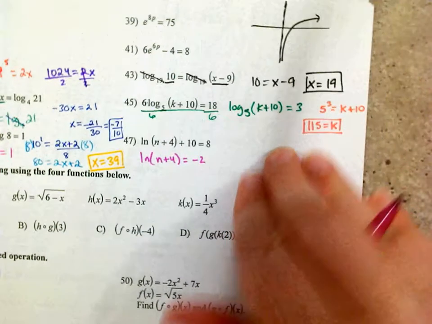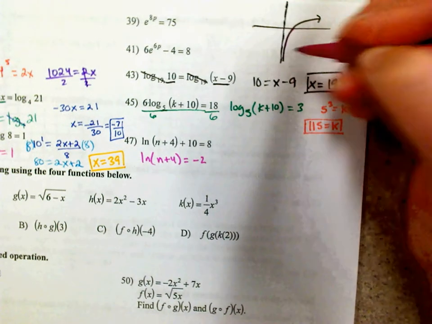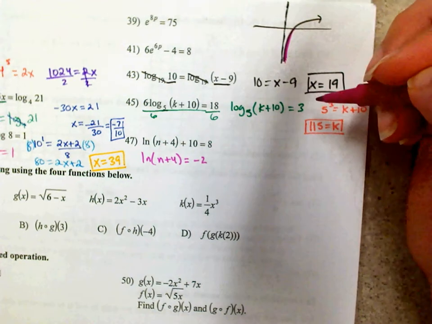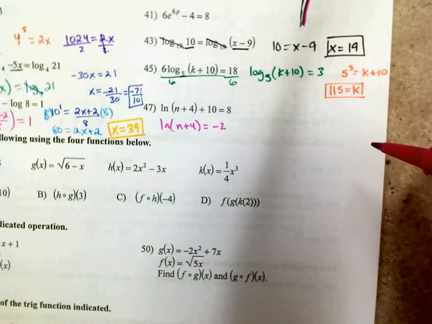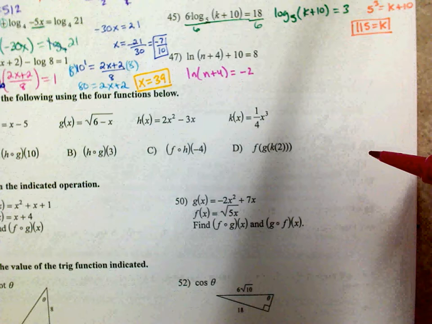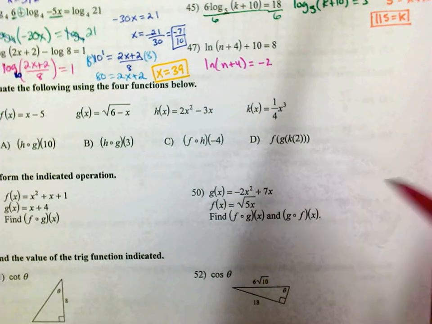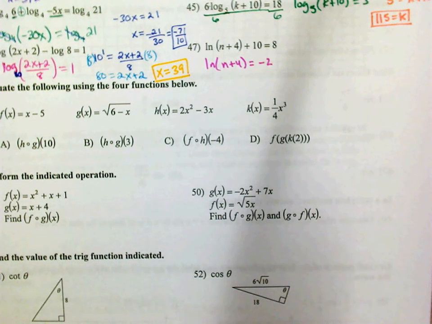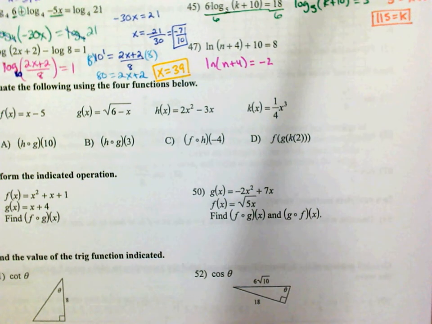Is a log ever negative? You sure? A log can be negative, but does log of a negative equal anything? No. So log can equal a negative number, but it can't be log of a negative number. Okay, how do you get rid of ln?